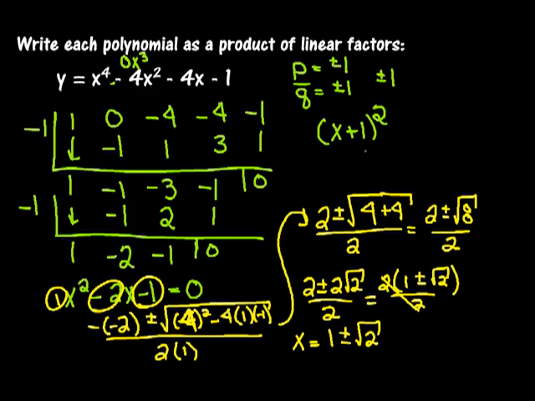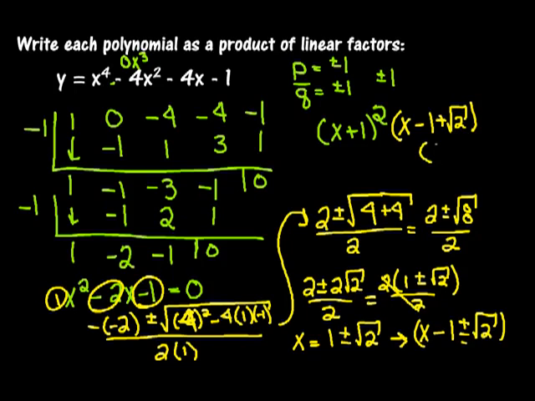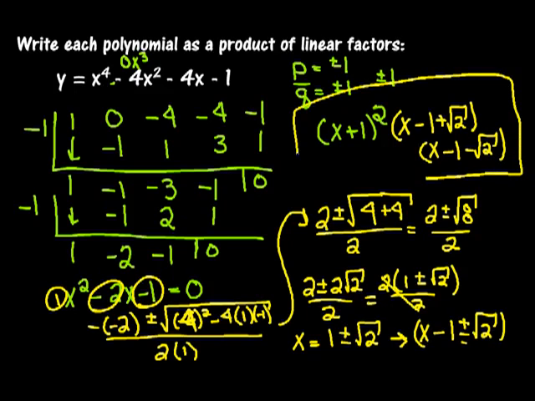But to make it as a linear factor, what I have to do is say that's x minus 1 plus or minus the square root of 2. And that actually gives me 2 of them. It gives me x minus 1 plus the square root of 2 and x minus 1 minus the square root of 2. And so this is my product of linear factors. Yep, that was a lot of work, but it was kind of fun.